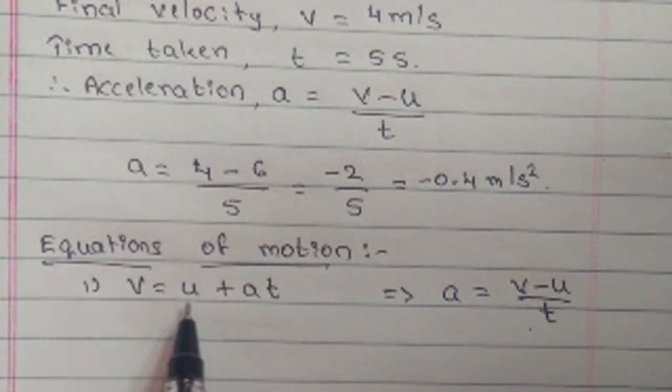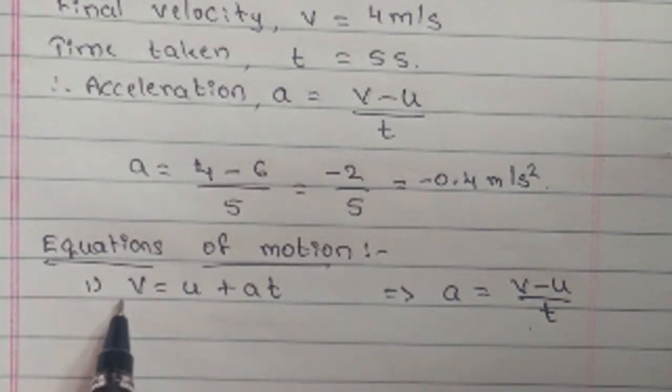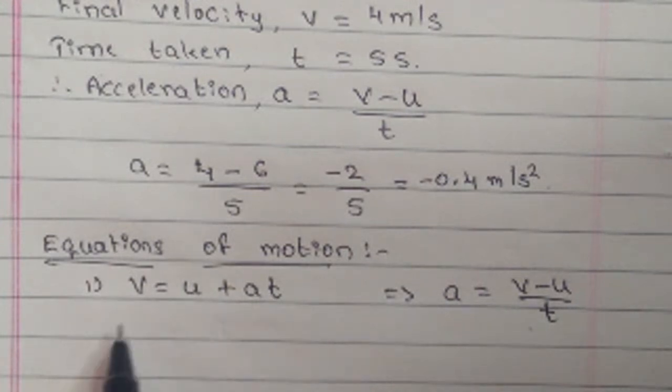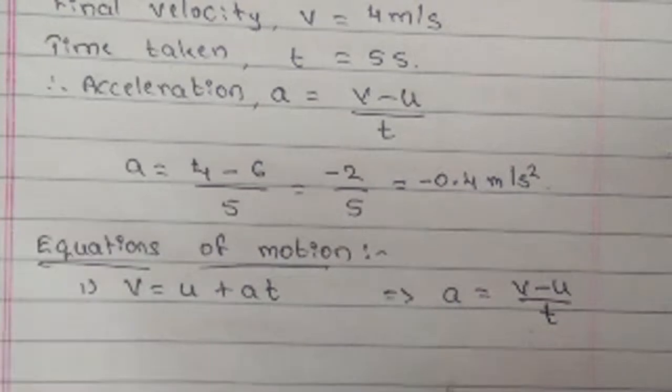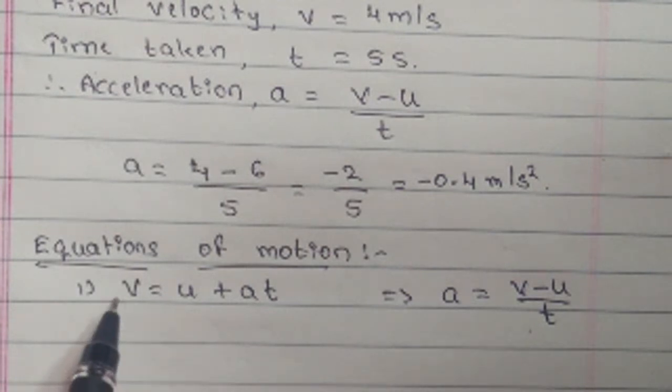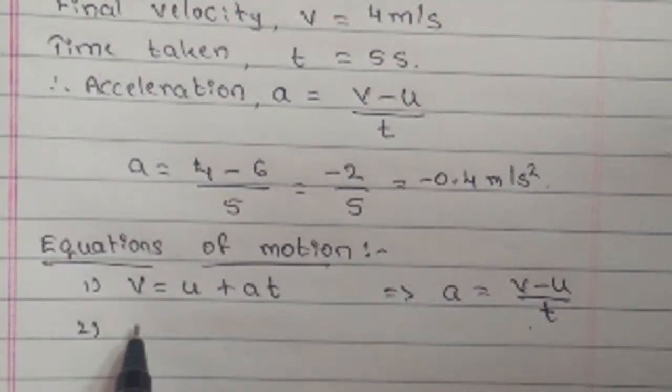Because when we take this u to the other side, it becomes minus u, that is v minus u, and t is multiplied to a. When you take this t to the other side, it becomes division. So the acceleration expression becomes a is equal to v minus u divided by t. That is, acceleration is equal to final velocity minus initial velocity divided by time taken. Then the second expression. The first expression is used to find the final velocity. Now the second expression is used to find the distance.